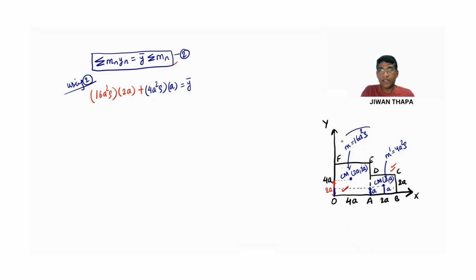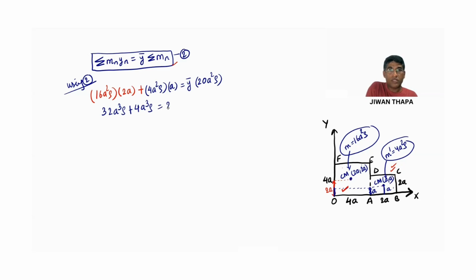We need to add m and m dash, so we get 20a square rho. Now let us simplify. 32a cube rho plus 4a cube rho equals 20a square rho y bar. Therefore, y bar equals 36a cube rho divided by 20a square rho. Let us simplify the expression.